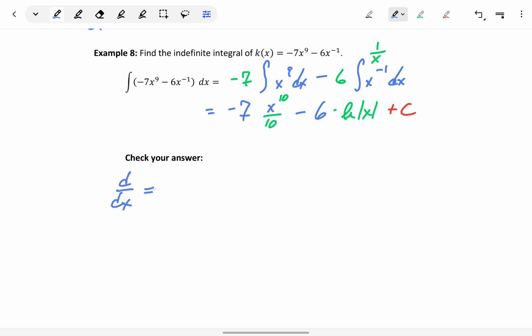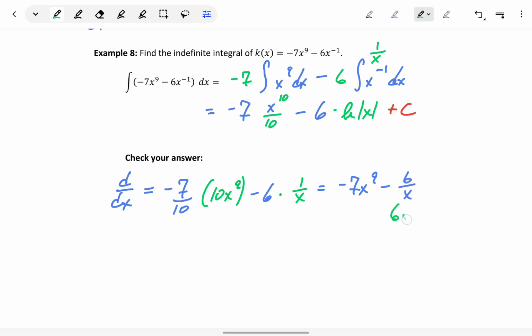And then if we took the derivative of that expression, we would get negative 7 over 10 times 10x to the 9th minus 6 times 1 over x plus 0, or negative 7x to the 9th minus 6 over x, which is the same thing as 6 times x to the negative first power.